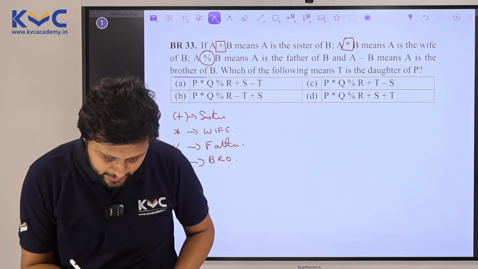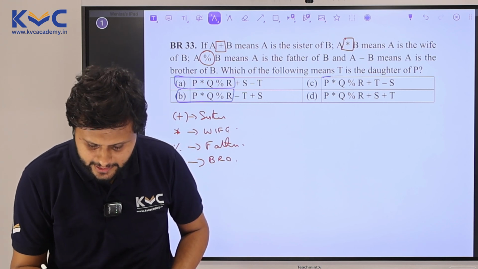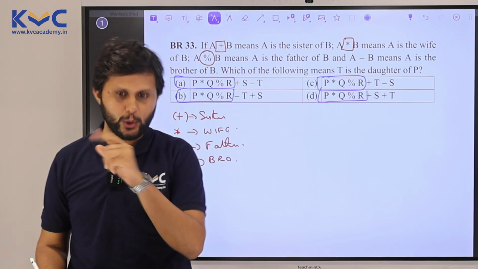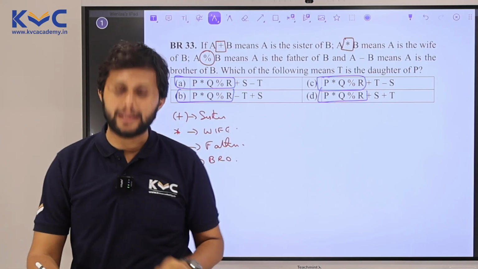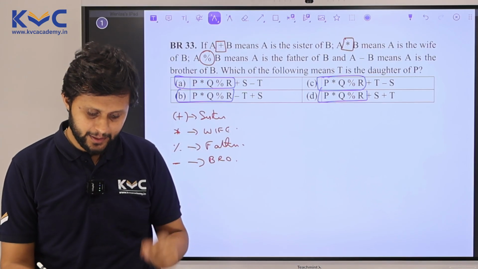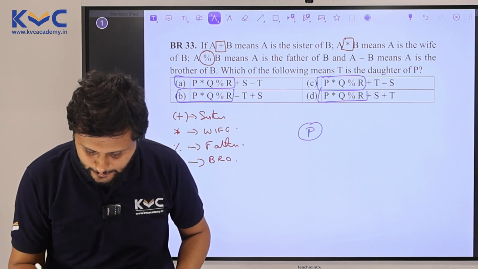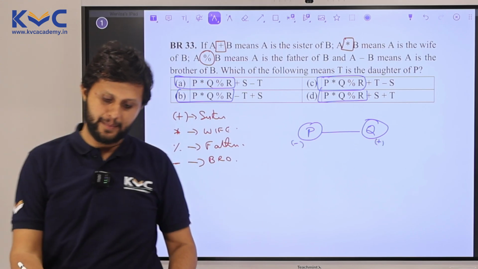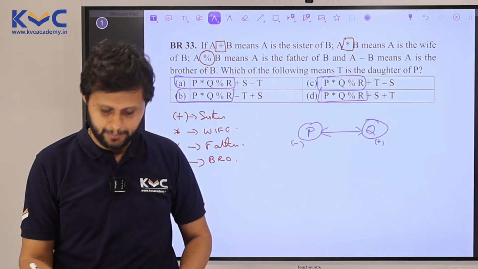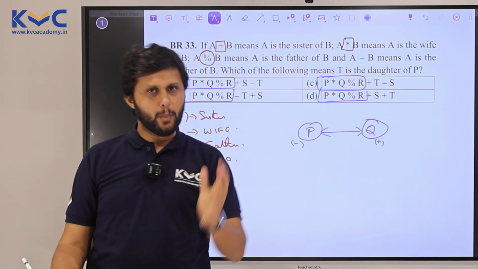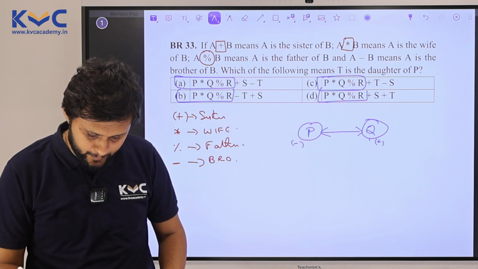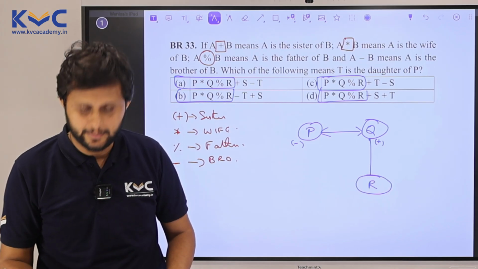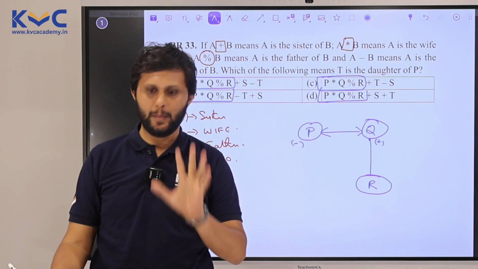Now if you see the options, the first three relations are the same in everything. So the common tree I will draw first. P into Q is there. So when it was A into B, I said A is wife of B. P is wife of Q. Plus, minus: male, female. Correct? This is a couple. And it continues Q percentage R. So Q is the father, right? Percentage means father. We have R. This much is common now.